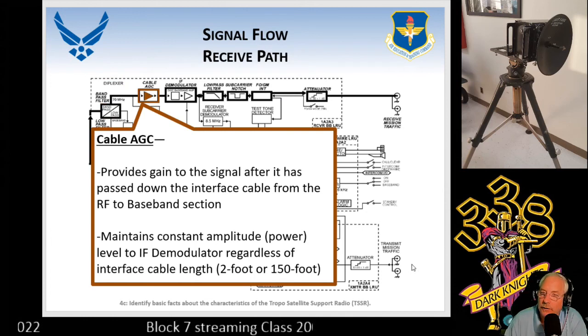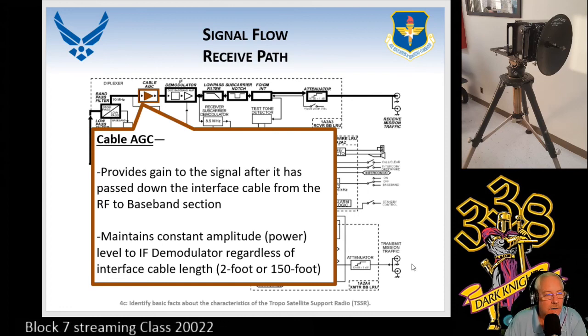We're going to run it through a cable AGC. Remember I told you about the 2-foot and the 150 foot? Well, obviously if you're at 150 foot, you're probably going to have to amplify really a lot. If you only have the 2-foot, more than likely you're not going to have to amplify a lot. So that's what that cable AGC item does.